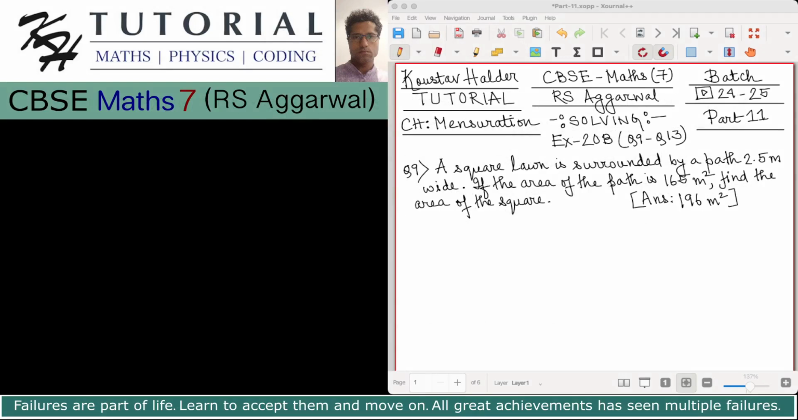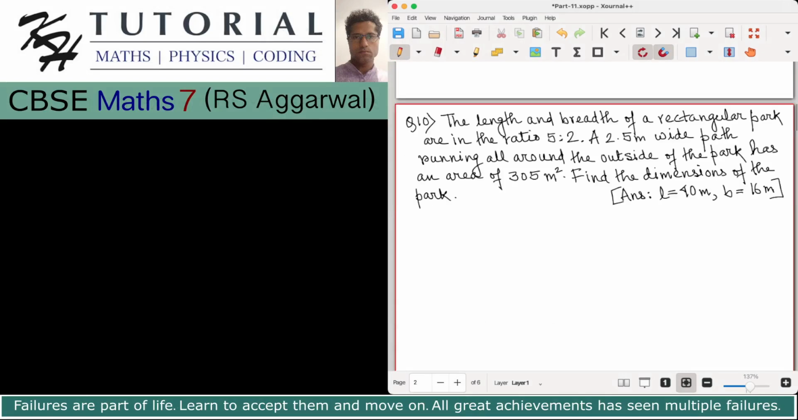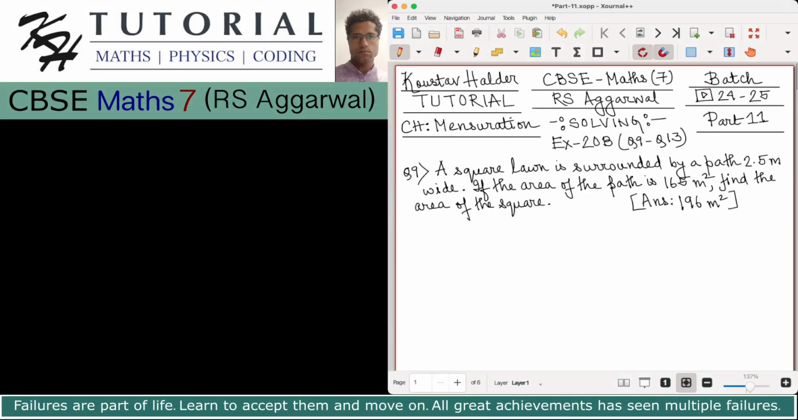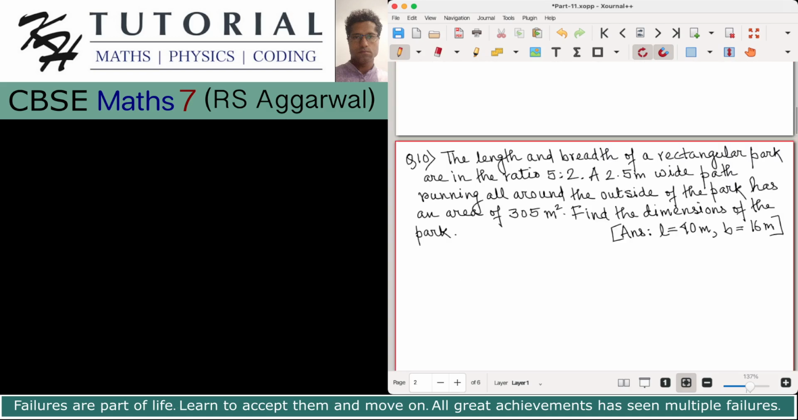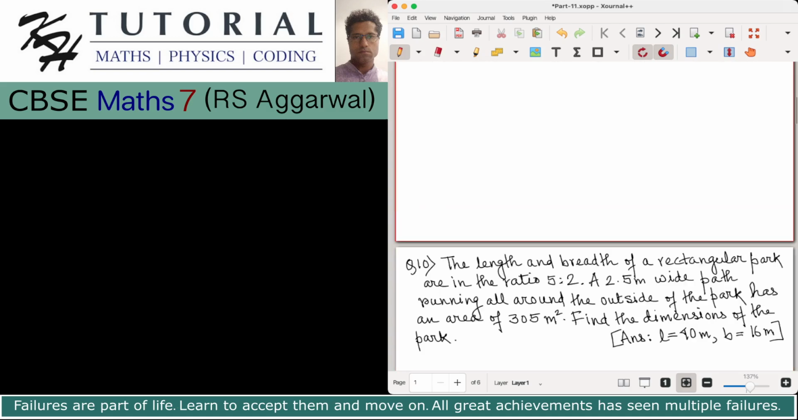Okay, so I have written down all the problems, question number 9 to question number 13 along with the answers. All these problems are based on finding the area of a path along a rectangular plot, either inside or outside.